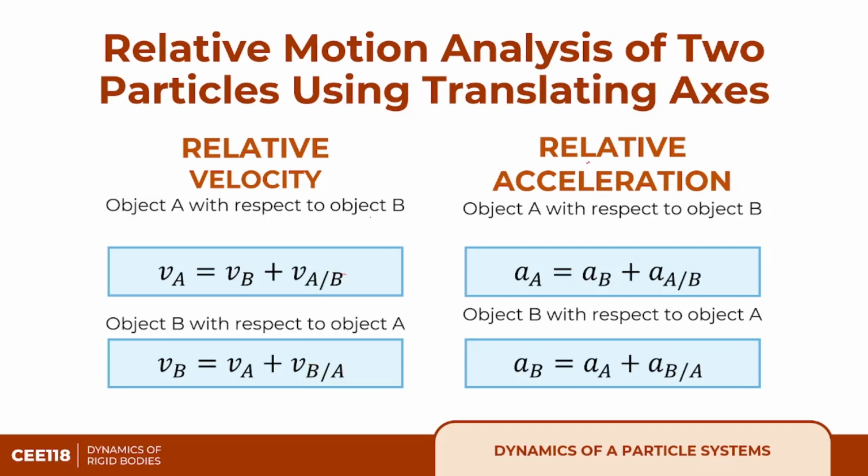Okay? Now, for relative acceleration, it's still the same thing. If we get the acceleration of A with respect to B, so acceleration of A is equivalent to acceleration of B plus acceleration of A with respect to B. The same thing here for object B: acceleration of B is equivalent to acceleration of A plus the relative acceleration of B with respect to A. So, you notice the wording.